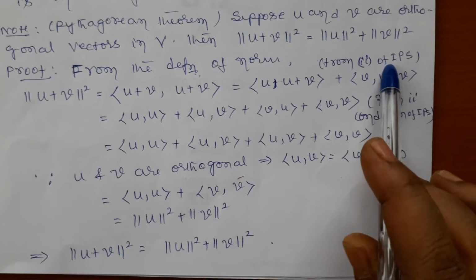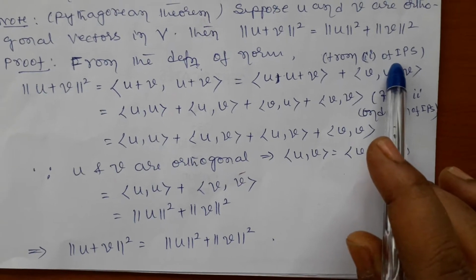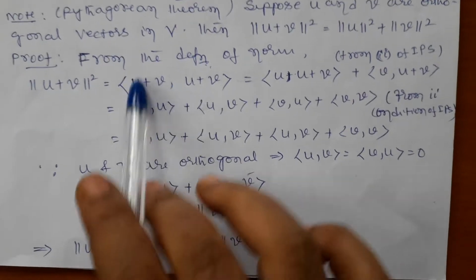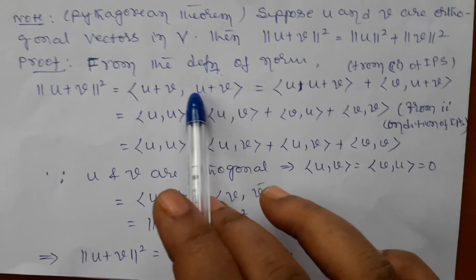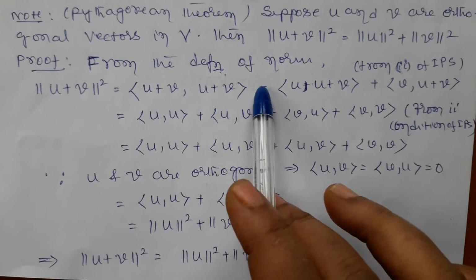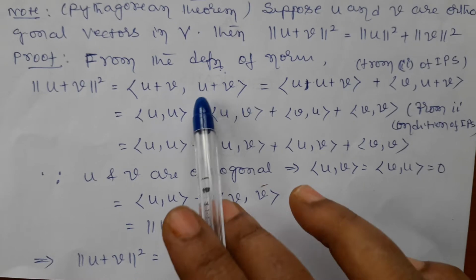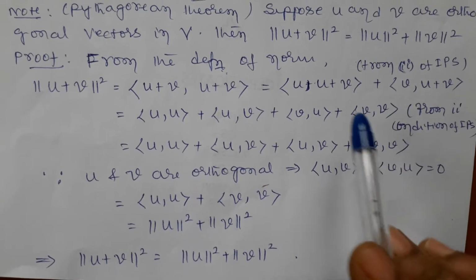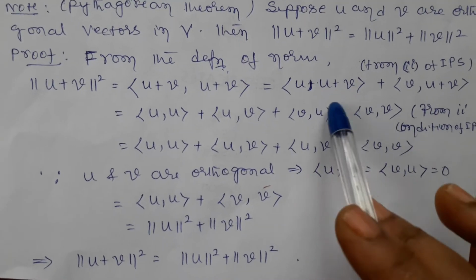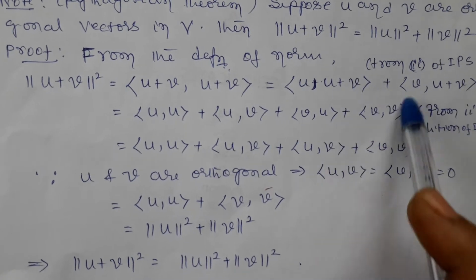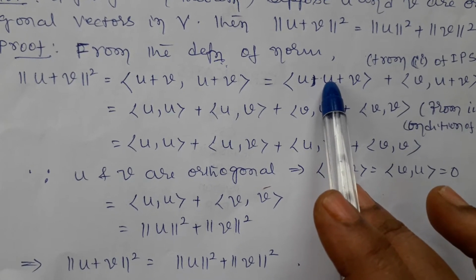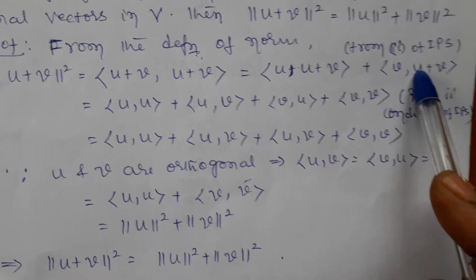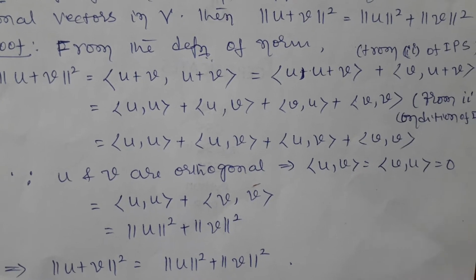Now from the definition of IPS, here we are using additivity in the first slot. You treat this as one of the vectors. Then what we actually get is the inner product of u comma u plus v, plus the inner product of v comma u plus v. Next you go for additivity in the second slot. From that, the inner product of u comma u plus the inner product of u comma v. Similarly, the inner product of v comma u plus the inner product of v comma v.